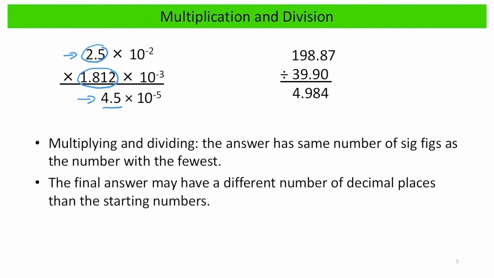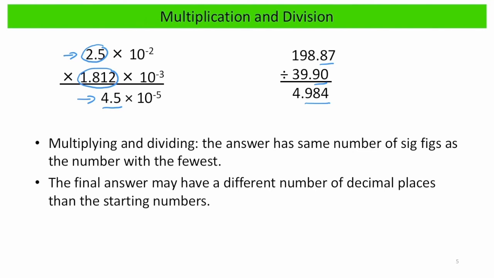So our 2.5 has 2 sig figs, so the 4.5, our answer, must also have 2 significant figures. So the one thing you have to realize here is that the number of decimal places is not necessarily going to be the same in the answer, and that is shown here in the second example. So they both have 2 digits after the decimal place, but when you do the division, the answer ends up having 3 digits after the decimal place.